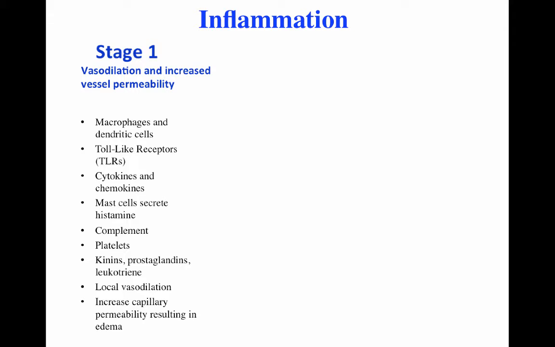seen in previous videos. A third cell type that is seen in stage 1 of inflammation is mast cells, which secrete histamine that can lead to local vasodilation. Additionally, we have activation of the complement system. We also have the activation of platelets, which participate in coagulation, and of the kinin, prostaglandin, and leukotriene pathways, which can lead to different effects such as vasodilation or vasoconstriction. In addition, these pathways can lead to increased permeability, resulting in edema.